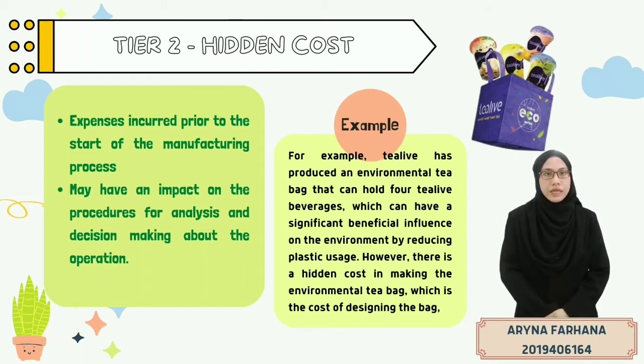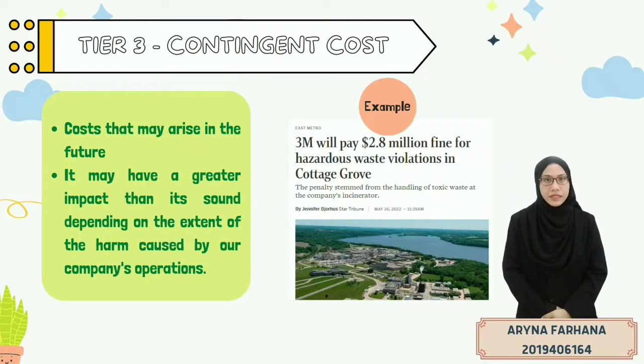For example, Tea Life has produced an environmental tea bag that holds tea for Tea Life Beverages, which can have a significant beneficial influence on the environment by reducing plastic usage. However, there is a hidden cost in making the environmental tea bag, which is the cost of designing the bag. The third is contingent cost.